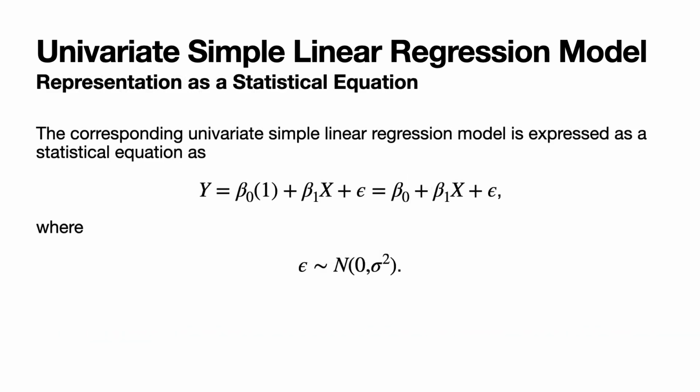Now here is the representation of this model as a statistical equation. We see here that we have y equal to beta 0 times 1 plus beta 1 times x plus epsilon. And we can simplify that to the more traditional way of writing this as beta 0 plus beta 1 times x plus epsilon, where the error term epsilon is typically assumed to be normally distributed. By convention, the mean of that error distribution is 0. And we denote the variance, which is unknown, to be sigma squared.